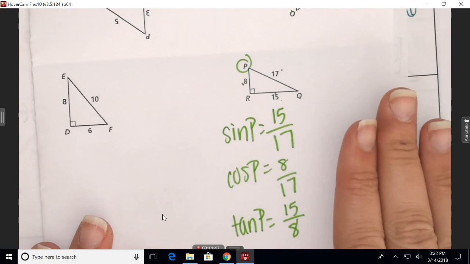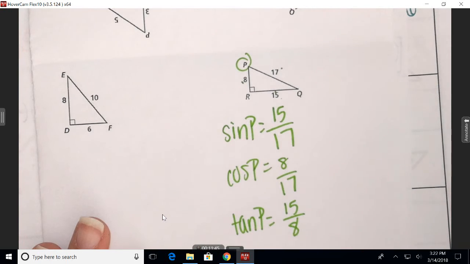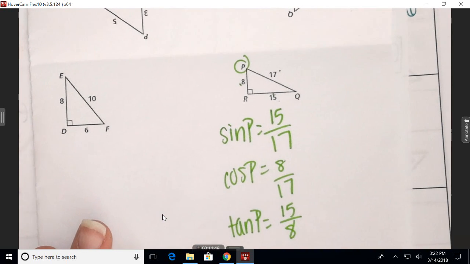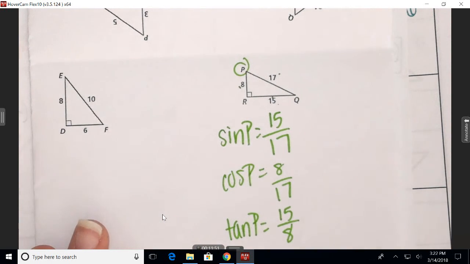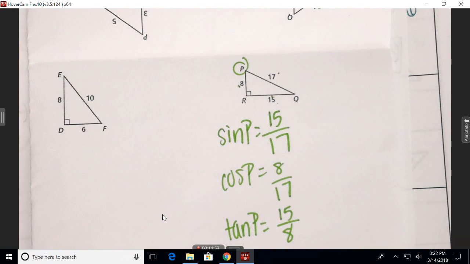I'm going to post this as a video separately so you can review it. And then I'm going to do one where we apply trig ratios using what we did today. I'm going to redo our foldables for us one at a time. And then I'm also going to add tangent in there. Okay? Make sure you watch both.